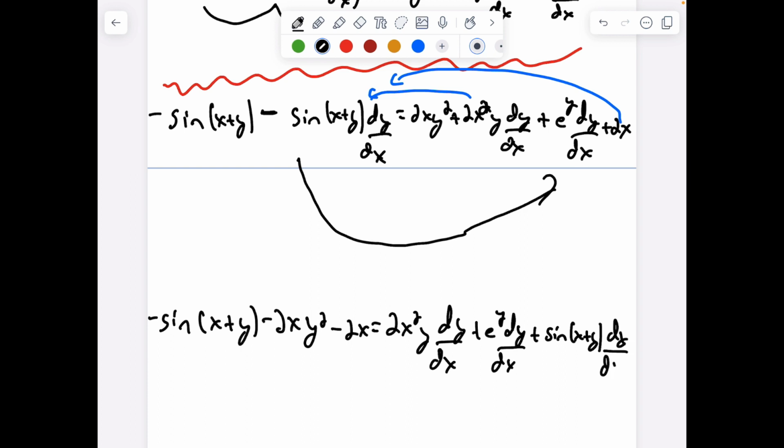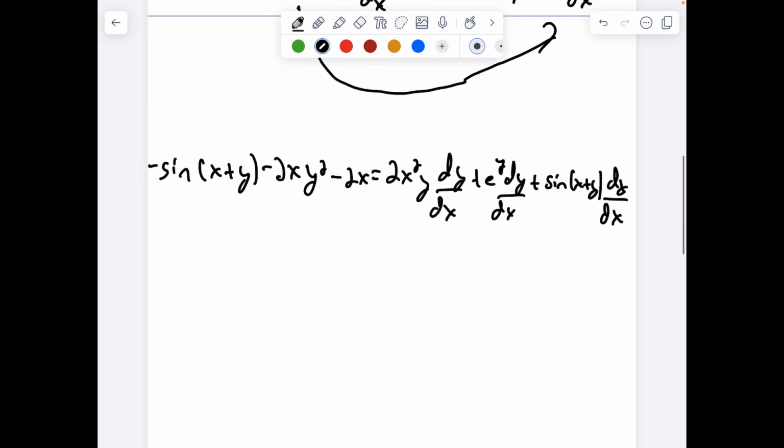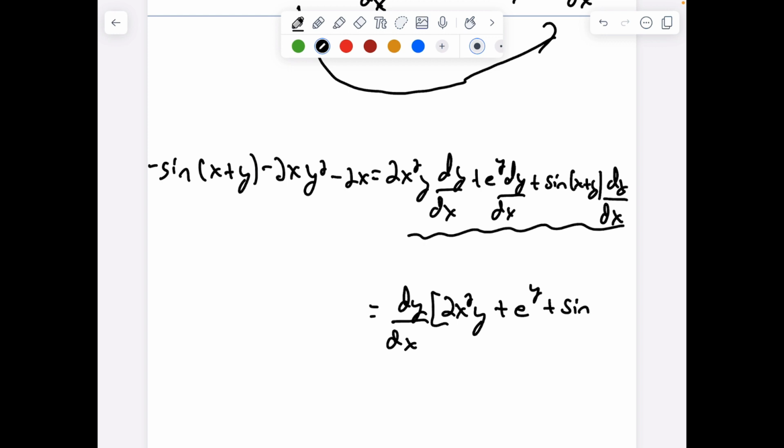If you have a chance here, I'd go ahead and maybe stop this video and just work on it yourself so you can see that. I can't add these terms, but what I can do is factor out a dy/dx out of this whole expression. You would get 2x squared y plus e to the y plus sine of (x plus y), equal to sine(x plus y) minus 2x y squared minus 2x.